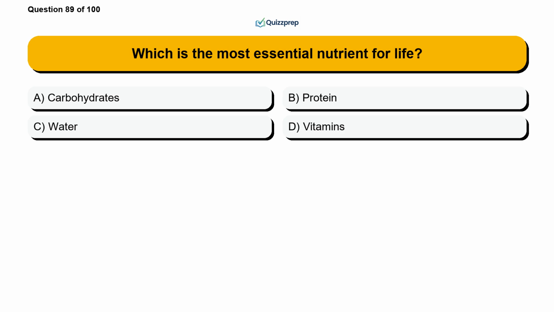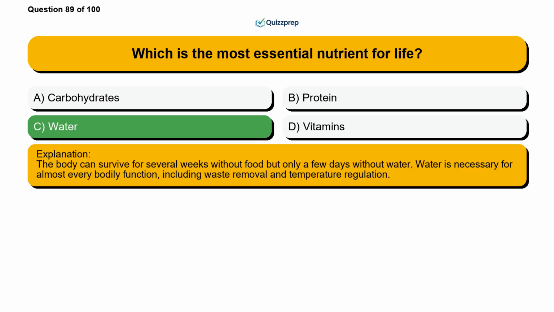Question 89. Which is the most essential nutrient for life? Option A, carbohydrates. Option B, protein. Option C, water. Option D, vitamins. The correct answer is option C, water. The body can survive for several weeks without food but only a few days without water. Water is necessary for almost every bodily function, including waste removal and temperature regulation.